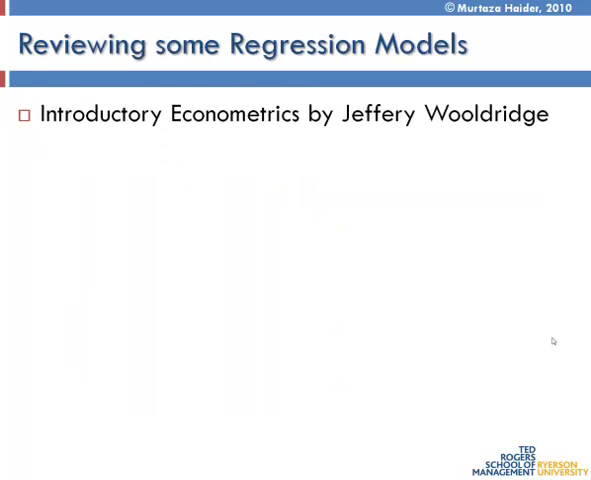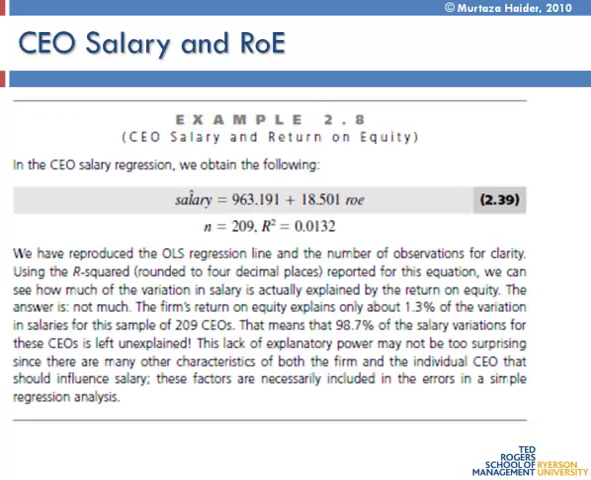I will now present briefly some of the models that I've seen in a book called Introductory Econometrics by Jeffrey Wooldridge, and I've presented them here just for discussion. This is a data set of large firms and the salary earned by their CEOs, or chief executive officers. So I'll just read it from here and show you.